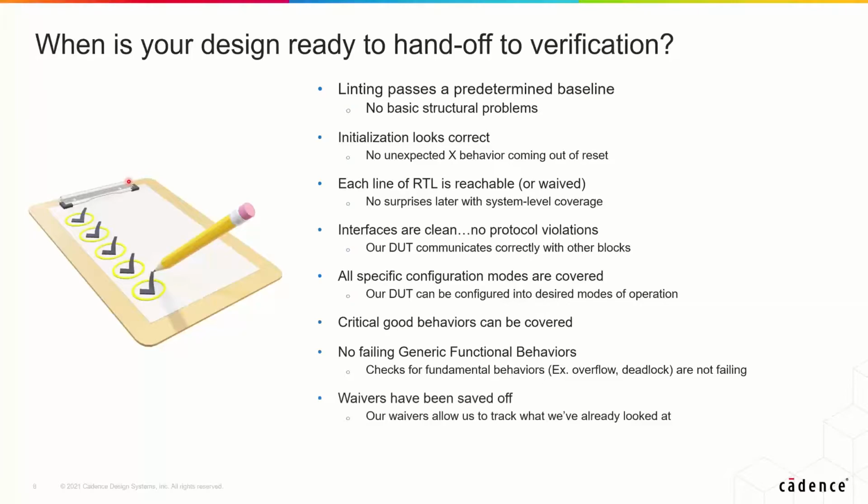Two more items. The next one, if I have waivers, if I've looked through those things and there are items which I need to waive out, and that those waivers can be saved and reused later. And finally, that all of the interface properties that I've written for a block can be exported. So then it can be checked at the system level.